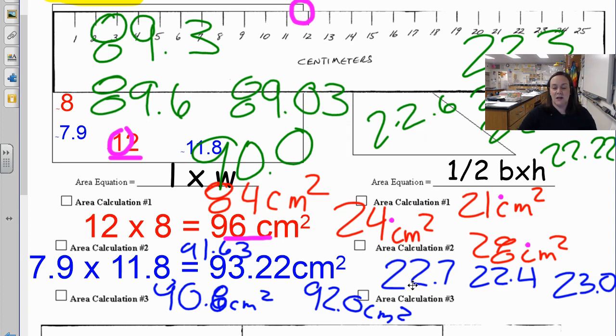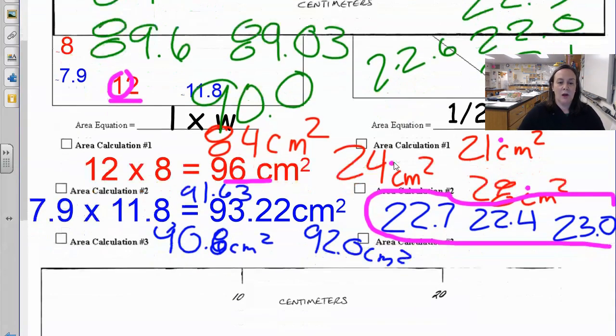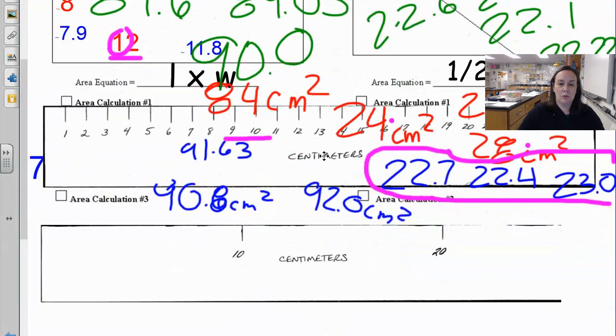And the students this time got the area of the triangle to be 22.7, 22.4, and 23.0. You can notice that that is so much closer together than it was with the first ruler, because this ruler is more precise and therefore you can be more accurate. Okay, wonderful. And then we did it one more time, but we did it with a real ruler.